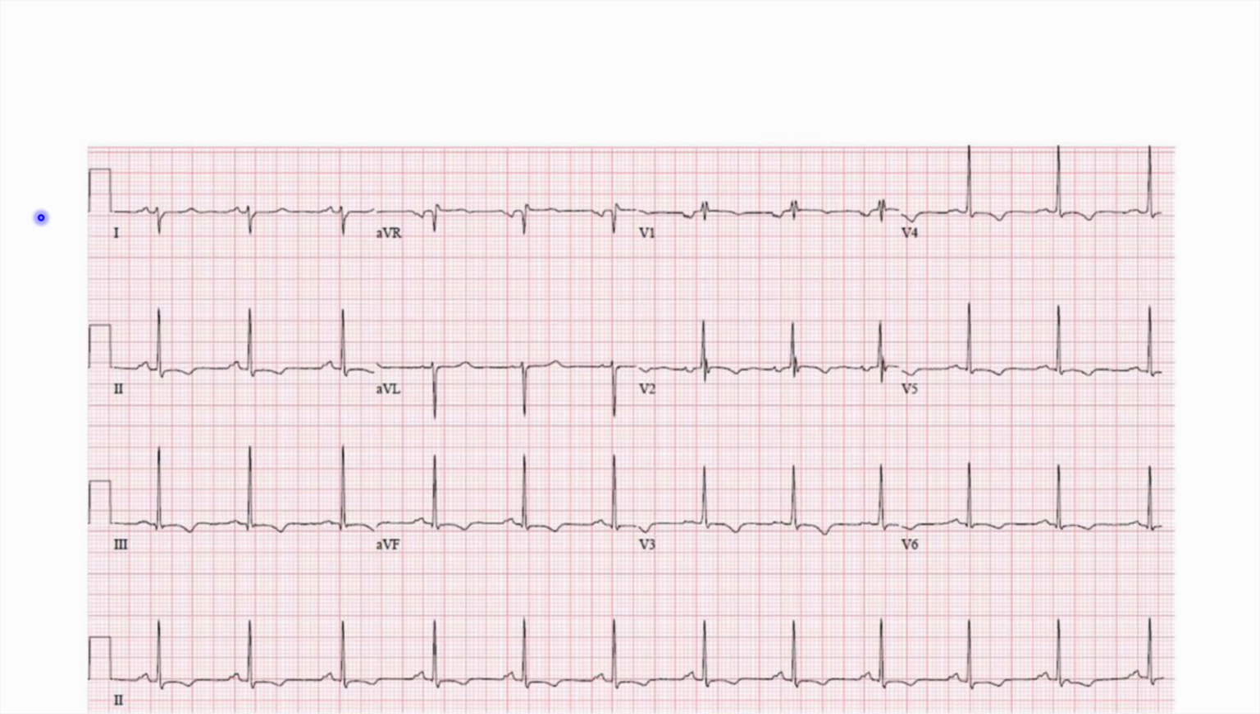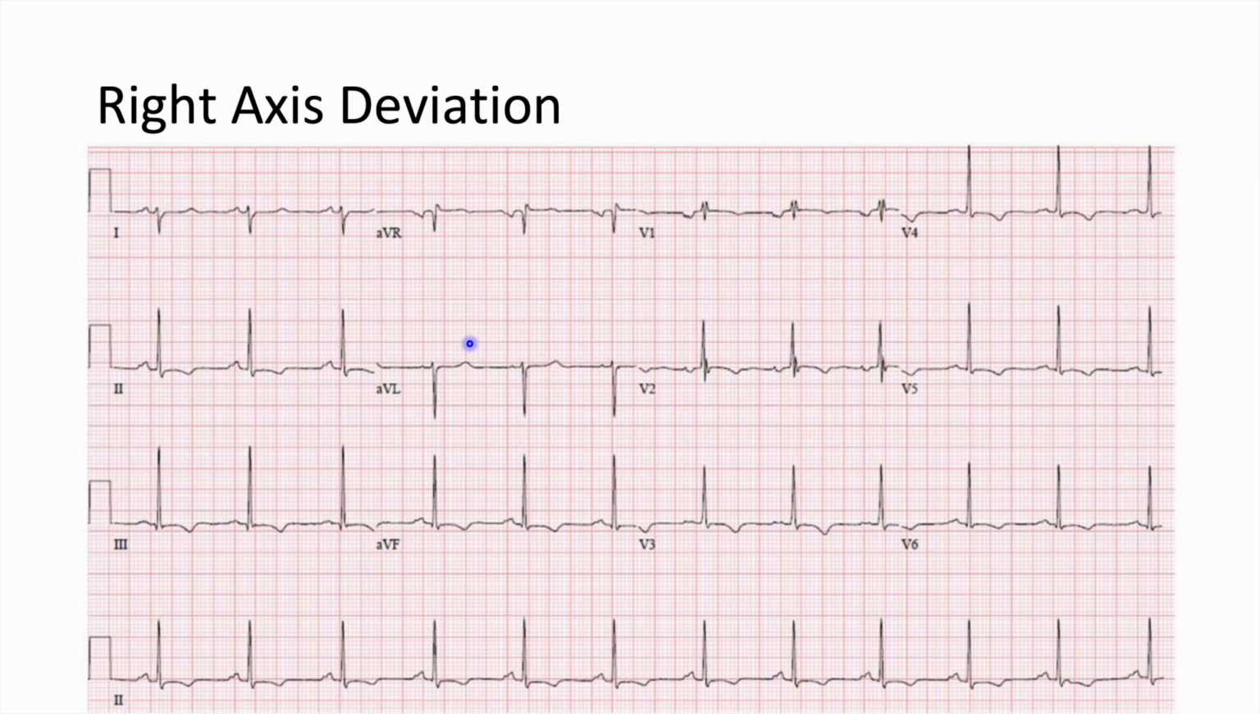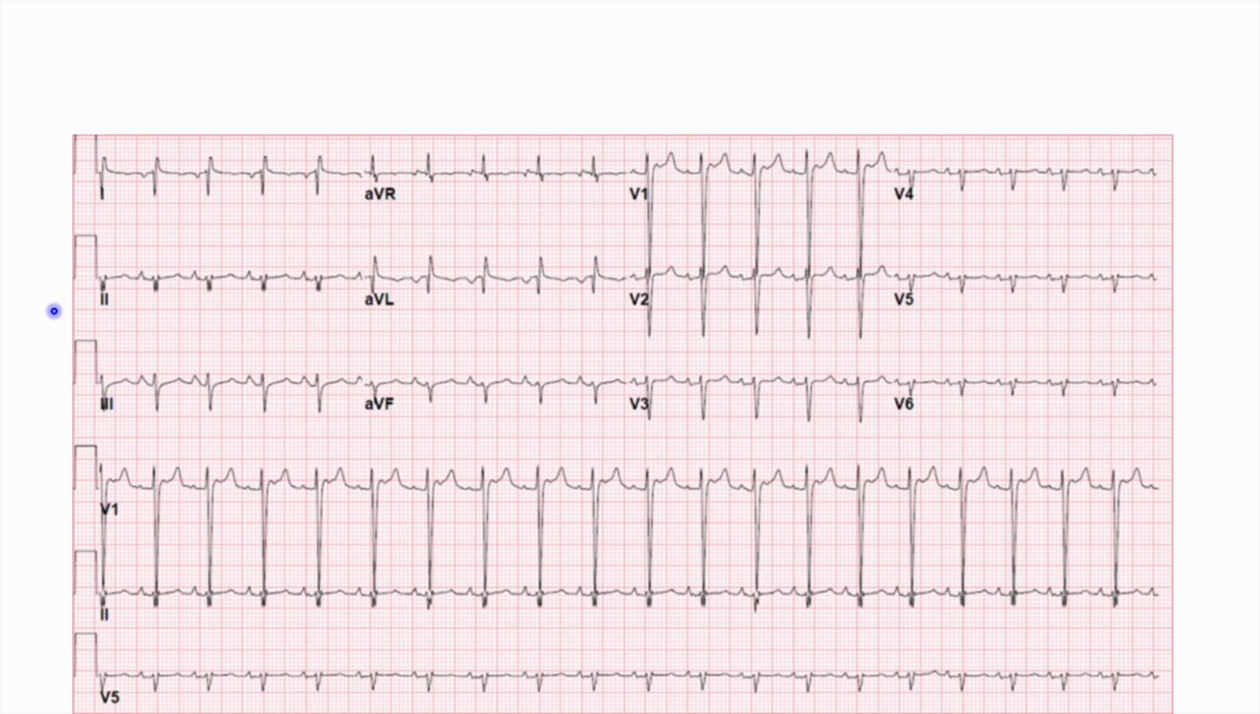3, 2, 1. Right axis deviation. So you probably could have guessed from the previous ones, but we have our lead 1, QRS is negative, AVF, QRS is positive, and so our thumbs are pointing together. That's going to be right axis deviation. And everything else is normal on this. Take a look at this one.